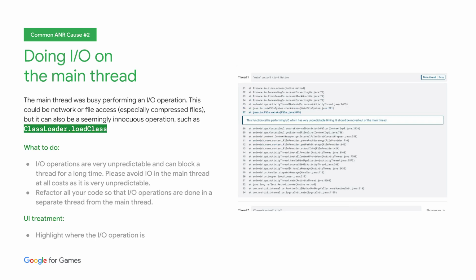Up next, I/O in the main thread. Input-output operations can be very unpredictable and can block a thread for a long time. You should avoid I/O in the main thread at all costs. If you're seeing this type of error, you should refactor your code so I/O operations are done in a separate thread and not the main thread. I/O can typically be network or file operations, but can also be something seemingly innocuous like loading a class. In Vitals, as you can see, we highlight where I/O is taking place, and we let you know you should put I/O in a separate thread.